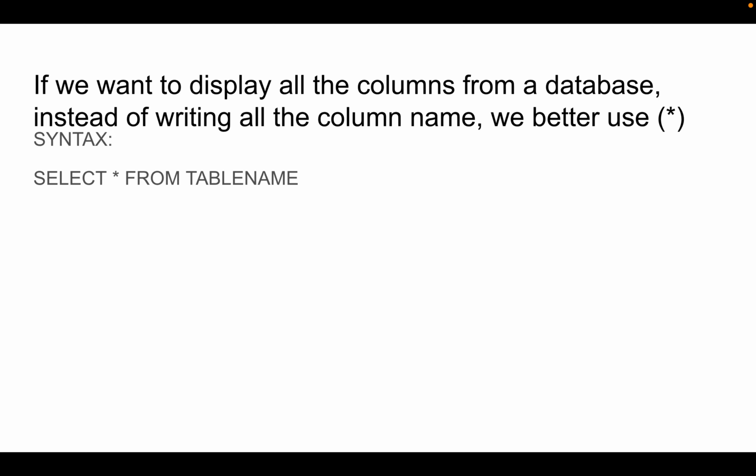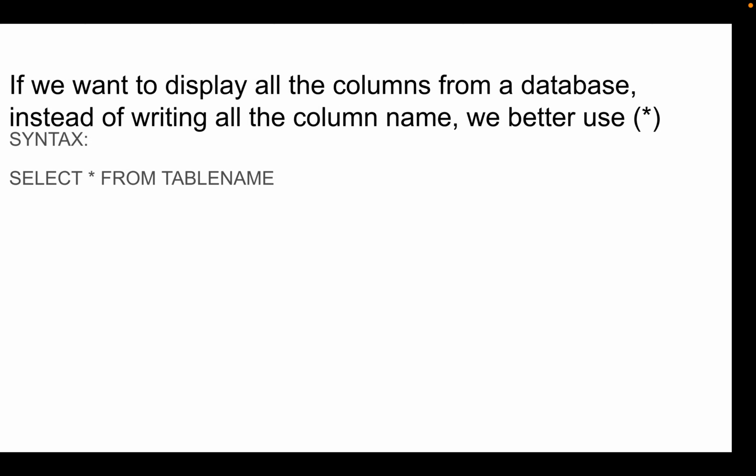If we want to display all the columns from a database, instead of writing all the column names, we had better use asterisk, which means star. Usually, for getting the details from a specific column, we will use select column name from table name. For multiple columns, select column name 1, column name 2 from table name. That is what we usually use. Here we just want to use only this star, and it will fetch all the details of all the columns.